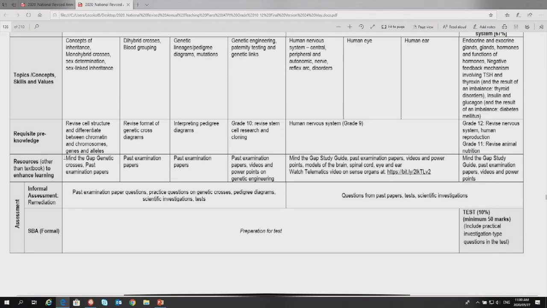The rest of this document, people, you can go through, familiarize yourself with all the hints and all the suggestions given on resources, on informal assessment, and what you have. I'm not going to spend time on that now. Just take notice, here in the second term, we expect learners to write a test, a formal test, minimum 50 marks.